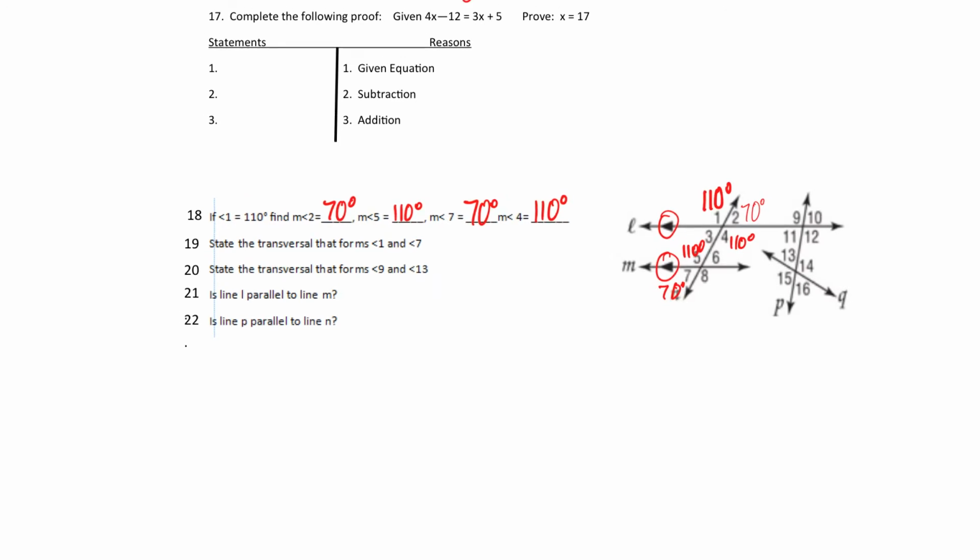All right, what is the transversal for angle 1 and angle 7? Same side exterior. No, what's the transversal? Oh, it's line N. You're good. Okay, what's the transversal for 9 and 13? It's line P. Okay, is line L parallel to line M? Yes, because of that right there. Is line P parallel to line N? No, at least we don't know that it is. There's nothing to indicate that, and they definitely don't look like it.